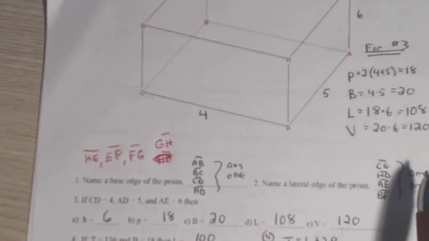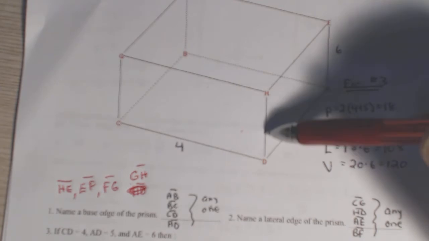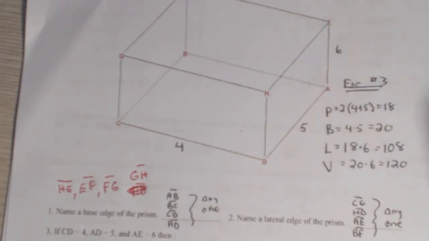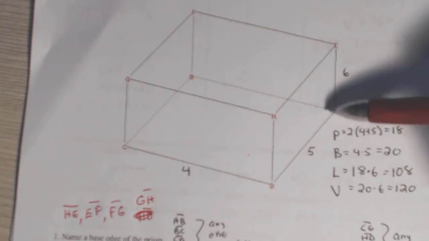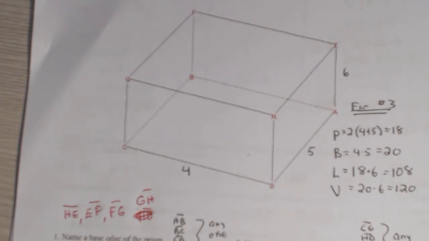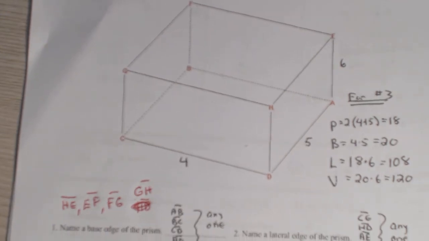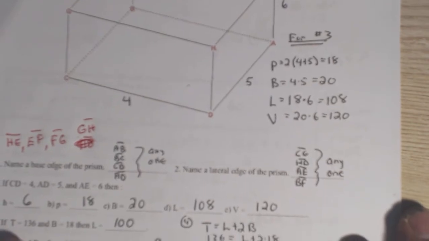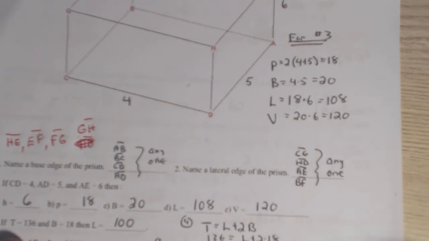A lateral edge of the prism. Basically, if an edge, which is where two faces meet, if an edge like segment HD is not a base edge, it's a lateral edge. So, four lateral edges are shown. There's segment HD, segment EA, segment FB, or segment GC. And those are the heights of the prism. In right prisms, they are always perpendicular to the base, and we will be dealing with right prisms on this test. So your answers were any of these: CG, HD, AE, or BF.